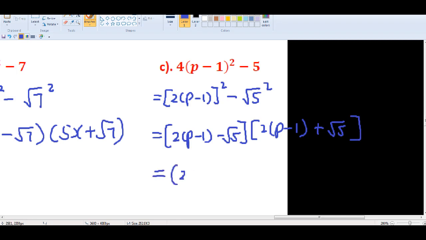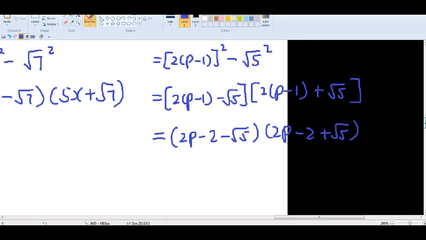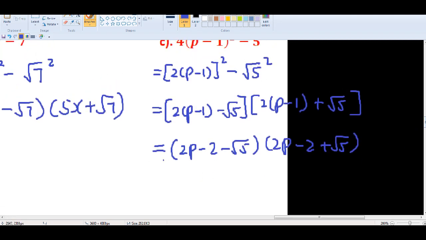Okay, so you've got 2p minus 2. Remember 2 minus square root 5, that's nothing you can do. Because they are just different types of number, you can't add them together. So that would be the answer. You can't further simplify it. All right.